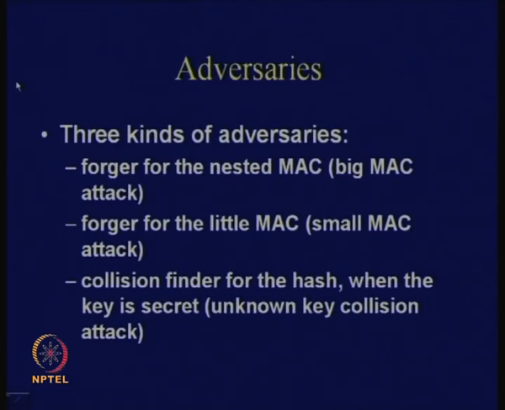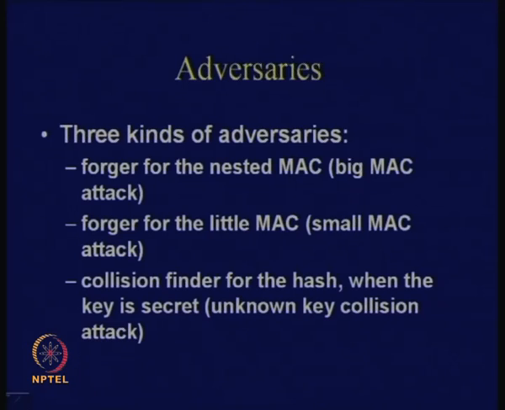So, for this we will actually define three kinds of adversaries. Okay. So, the first kind of adversary is someone who forges the nested MAC, the big MAC attack. Okay. So, therefore, assume that there is an attacker who actually attacks the nested MAC. Okay. And assume that there is a small MAC attacker which actually does forgery for the little MAC. Okay. And also assume that there is another collision finder for the hash when the key is secret. The key is not known to the attacker, and suppose there is an attacker who is still able to find the collision for the hash.